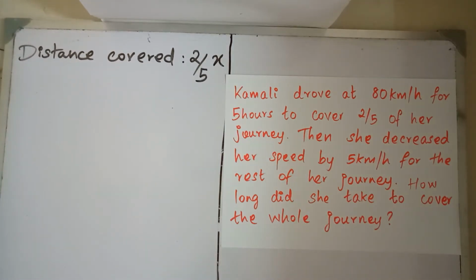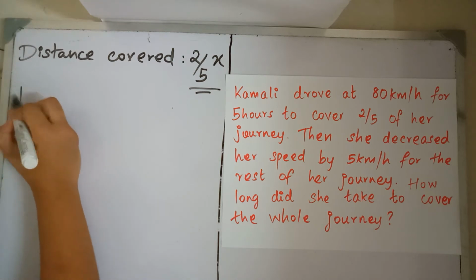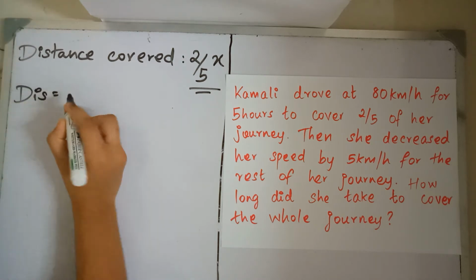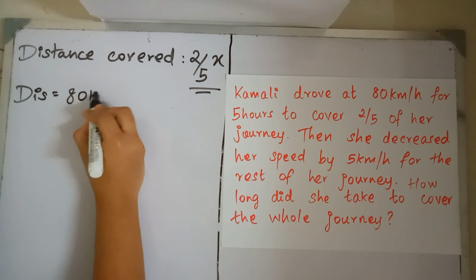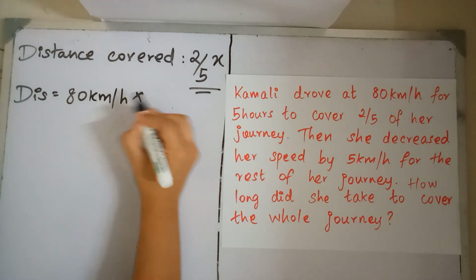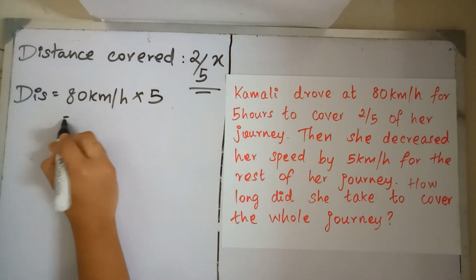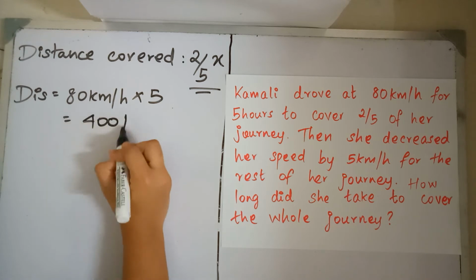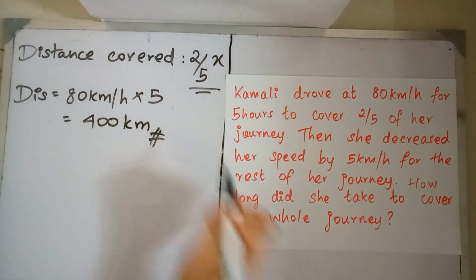How do we find out how much 2/5 of x is? We have a speed, 80 km per hour, and we have a time, 5 hours. So time into speed will give distance. So distance will be speed, which is 80 km per hour, into time, which is 5 hours, and that will give 400 kilometers.